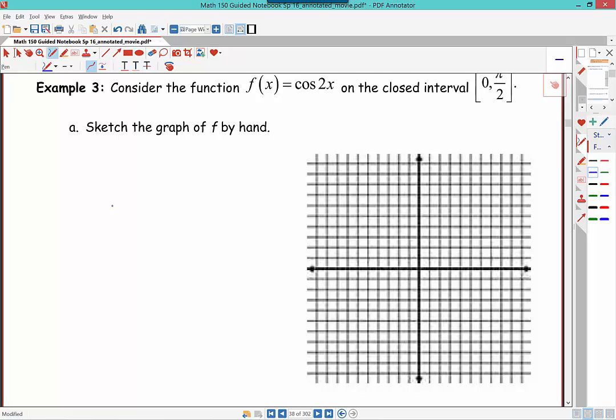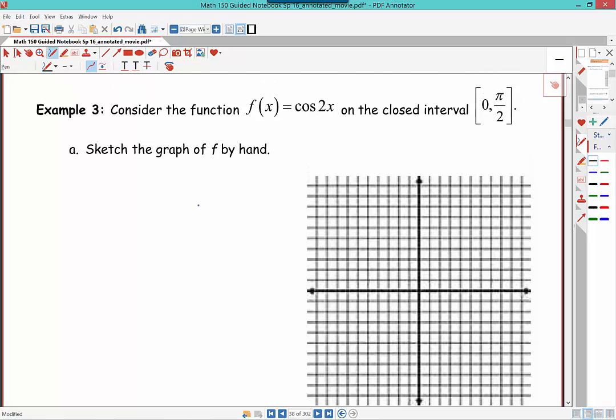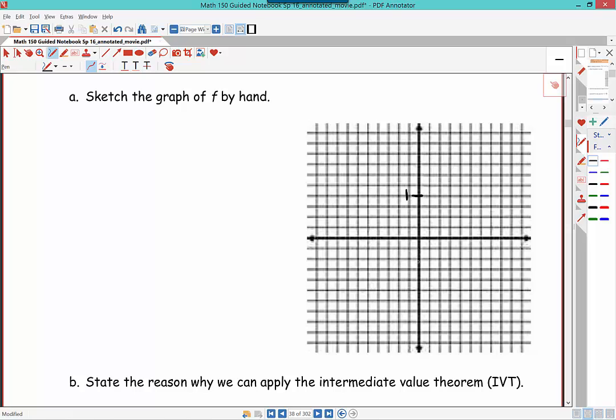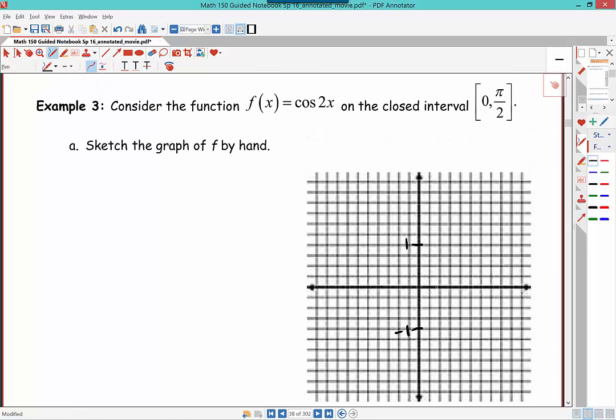We're going to consider f at x equal to cosine at 2x on the closed interval from 0 to pi over 2. So here we go. Let's have this be 1, -1. You can do pi over 4 and pi over 2. So let's see what we get.